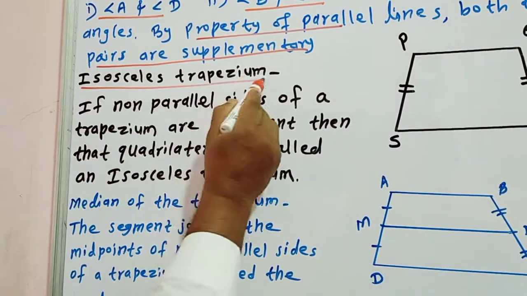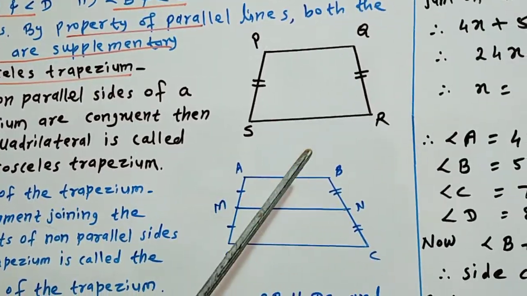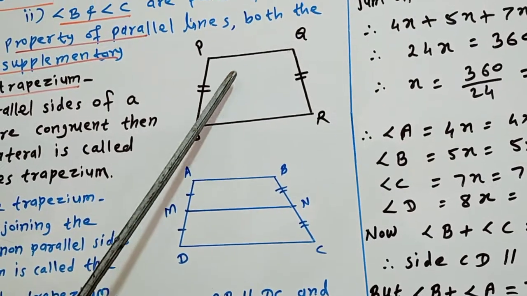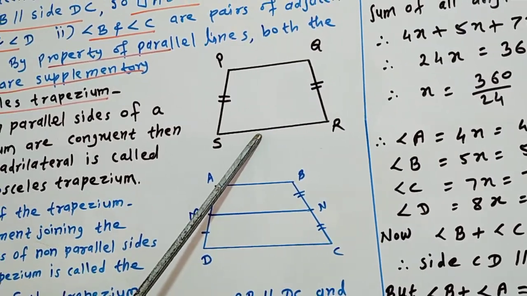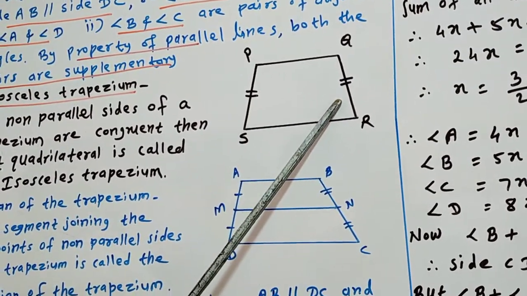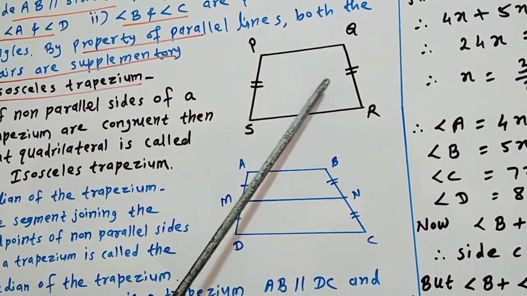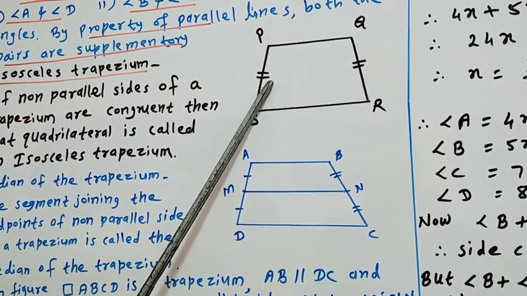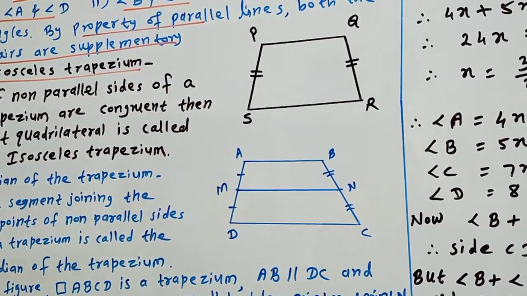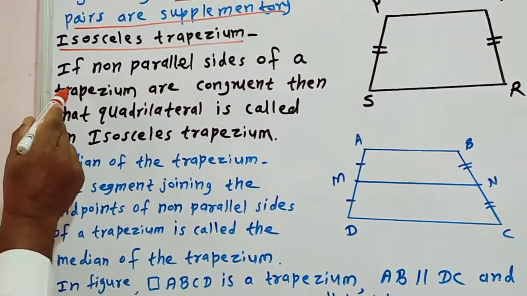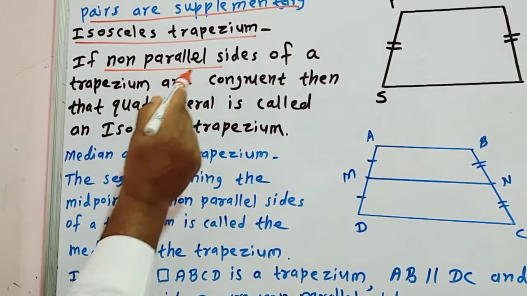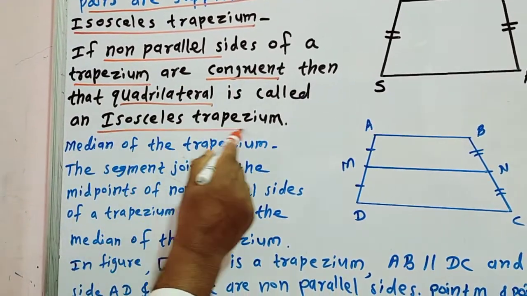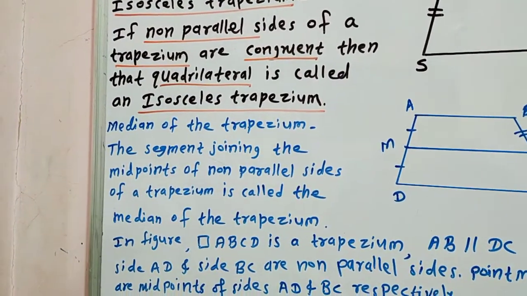Then isosceles trapezium. The definition is, see in this figure, quadrilateral PQRS is a trapezium because PQ is parallel to SR. But PS and QR are not parallel, but these two are congruent sides. See the identical marks. If the non-parallel sides are congruent, then the quadrilateral is an isosceles trapezium. See the definition: if the non-parallel sides of a trapezium are congruent, then the quadrilateral is called an isosceles trapezium.